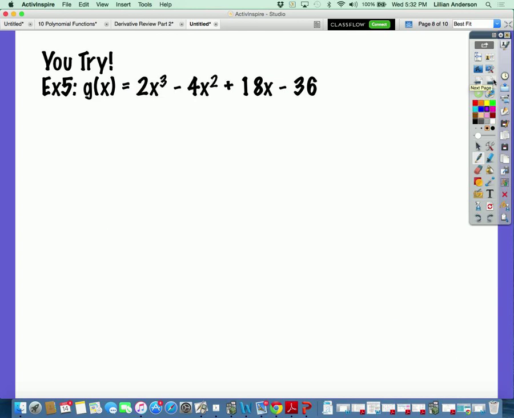Try this one on your own. List out all of your possible rational zeros and then test and see which ones actually work. This is a cubic, so that means you only need to find 1. And then you factor the quadratic to see if you can find the others.